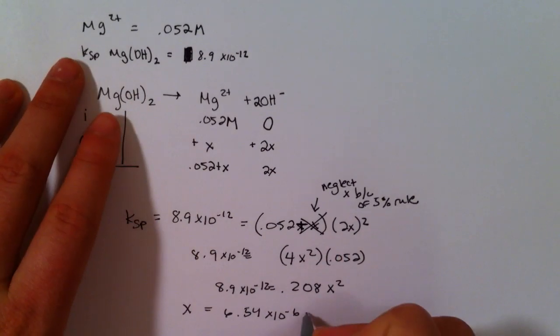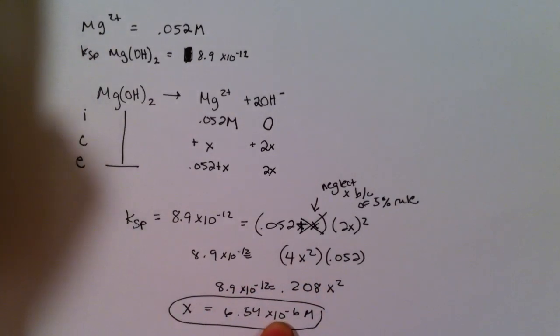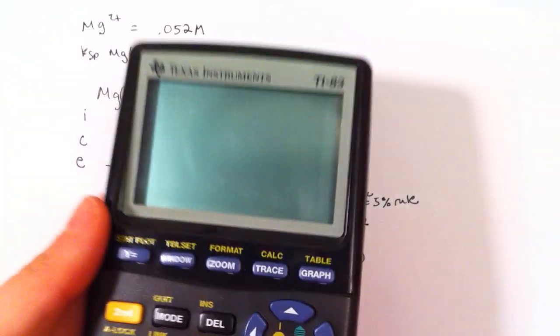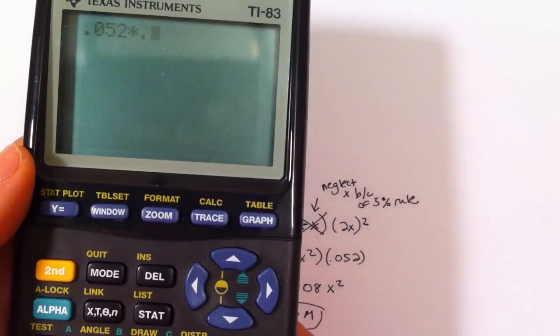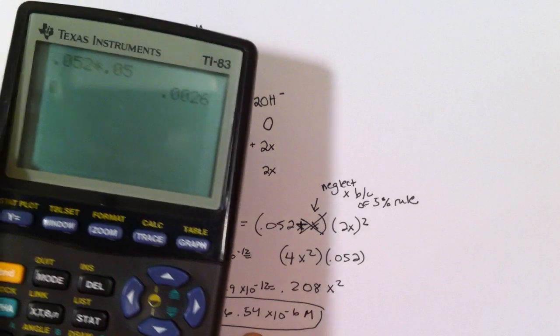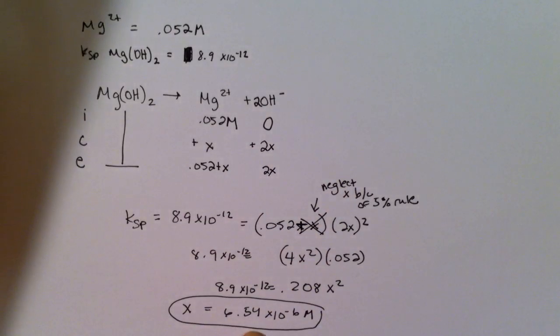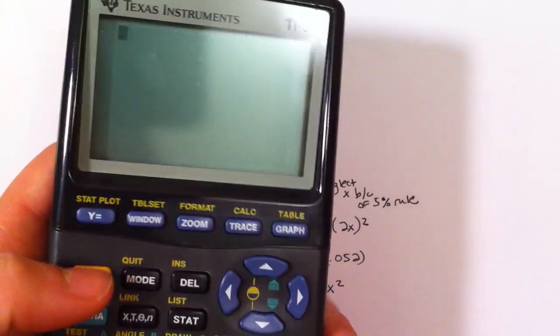So this is that molarity. And the last thing that you should do is check: is this number less than 5% of 0.052? So let's do it. 5% of 0.052 is 0.0026, which is much greater than 6.54 times 10 to the negative 6. So it's a fair assumption to make.